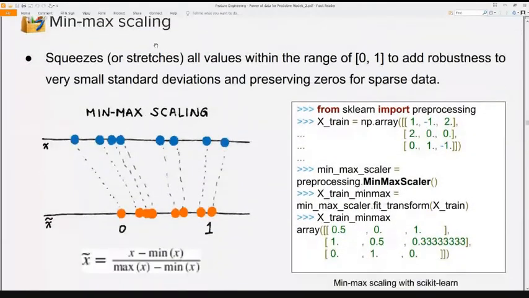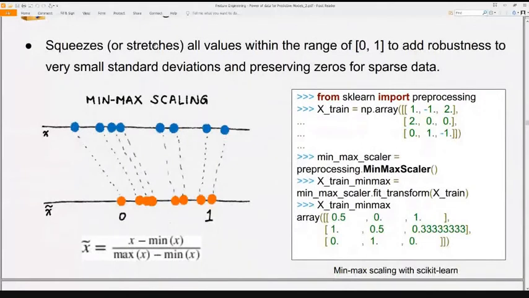So min-max scaler, in a formula: x minus the minimum of x, divided by the maximum of x minus the minimum of x. So if our x is the minimum, it becomes 0. If our x is the maximum, maximum minus minimum over maximum minus minimum, it becomes 1. So that the range becomes 0 to 1. And yes, this is the syntax for the min-max scaler.